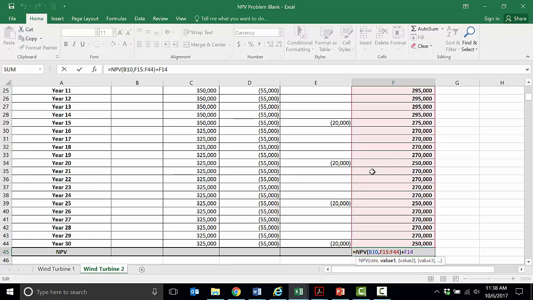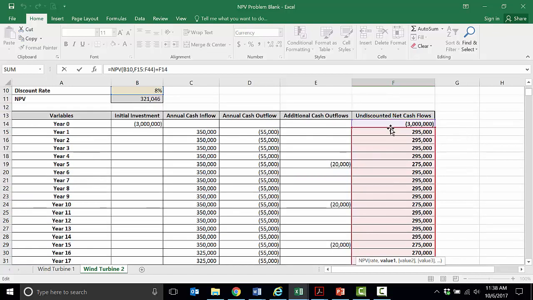The way the NPV formula is set up is that it assumes the first cash flow you include, which for us was this first $295,000, Excel assumes that first cash flow occurs at the end of year 1 and discounts it back 1 period to year 0. And then the second cash flow, it assumes occurs at the end of period 2 and discounts it back to time 0. So if we had included this initial investment, Excel would have automatically discounted that back 1 period, assuming it was at year 1.